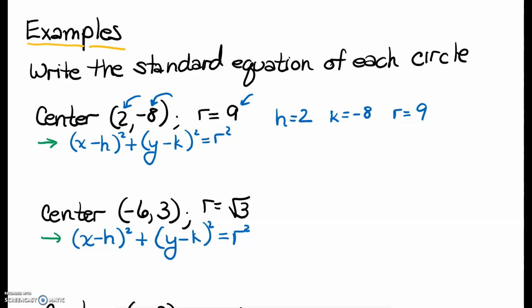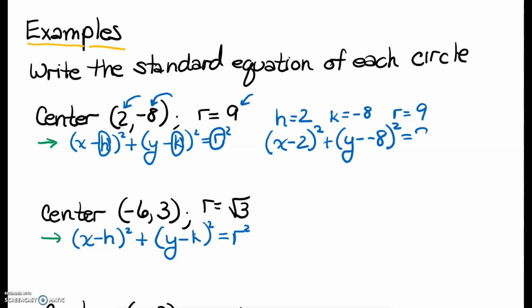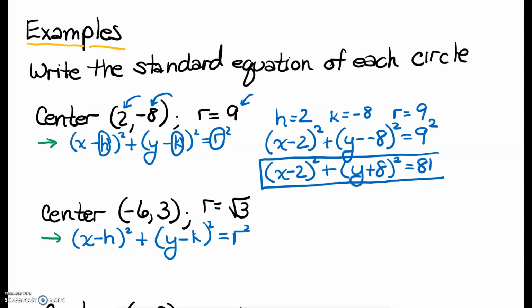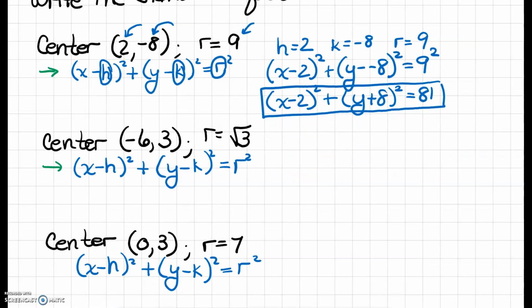So all I'm going to do is replace h, k, and r in this equation with the values I have. (x - 2)² + (y - (-8))² = 9². And if I have double signs, I can't leave double signs, so I eliminate my double signs to get my final equation. (x - 2)² + (y + 8)² = 81. And this is the standard equation for my circle.